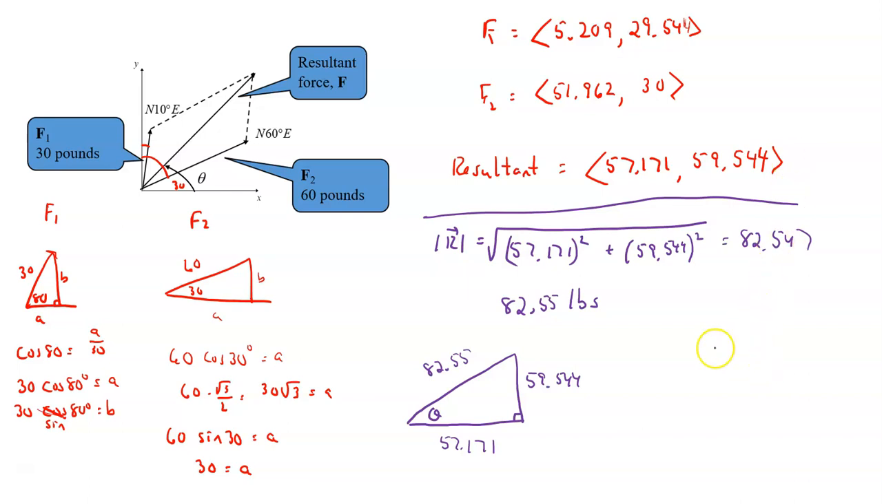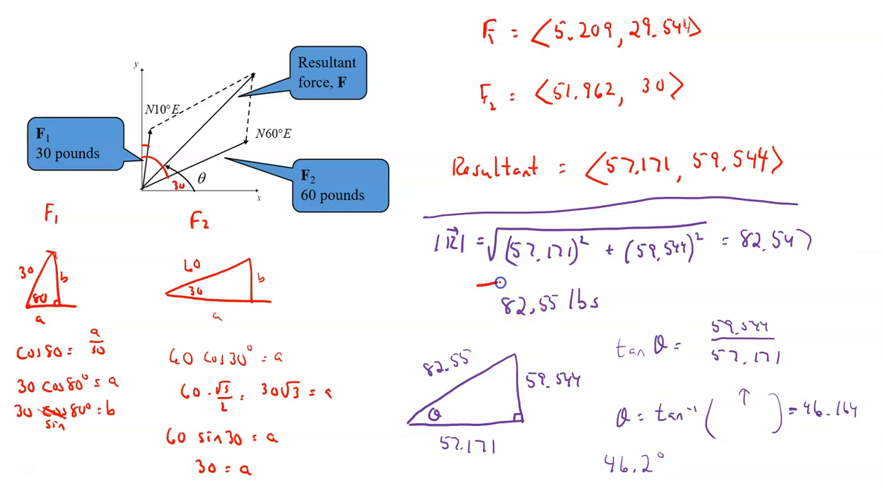So let's try that. Let's do tangent as opposite over adjacent. And so tangent of theta equals 59.544 over 57.171. And so theta is the inverse tan of that. All right, let's throw it in the calculator to see what we get, and we're done. Right, I get 46.164. The question said to the nearest tenth, so 46.2 degrees.